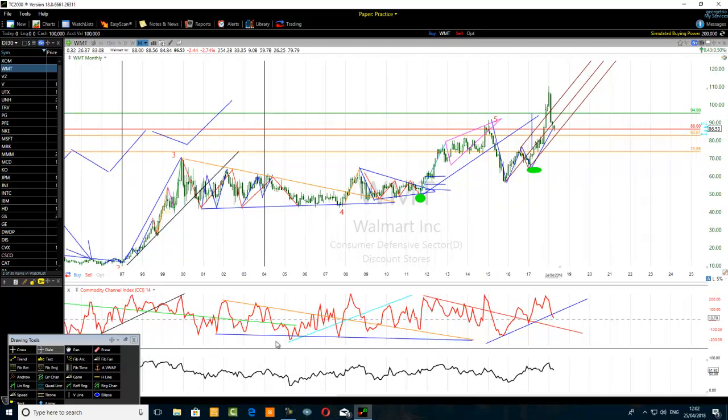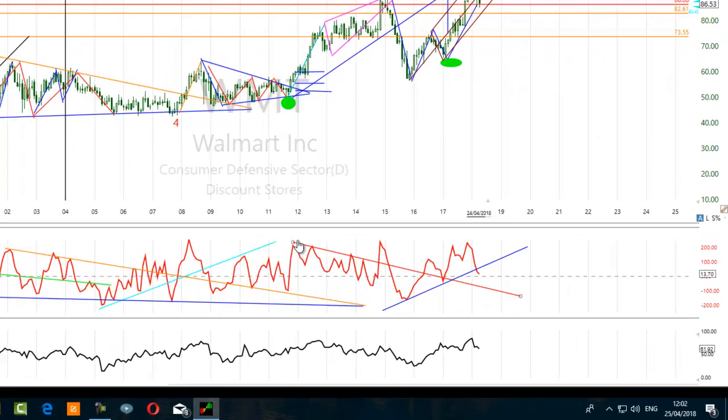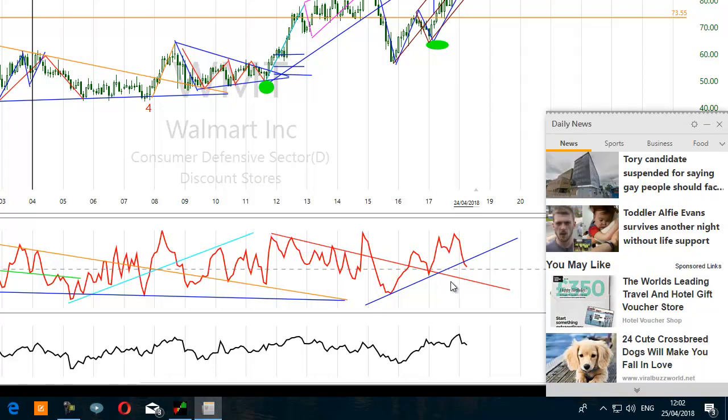Now again, if you look carefully here, there is a divergence because the price was going horizontal when the CCI was rising. Again, with this one here, you can see that the CCI was declining, was below a bearish trend line, but the price was going up.